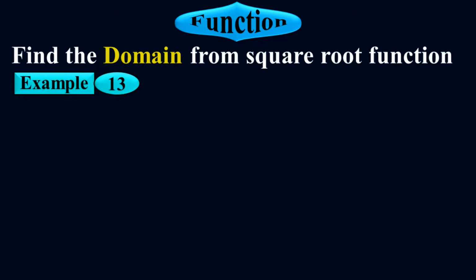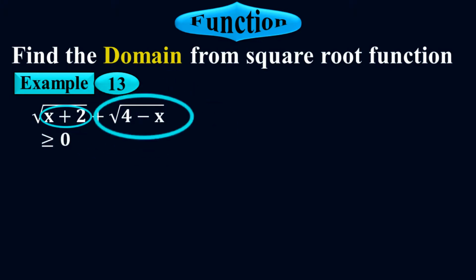Example number 13. Square root of x plus 2 plus square root of 4 minus x. According to the rule, I should not have any negative number inside the square root. x plus 2 must be greater than or equal to 0, but should not be less than 0. Similarly, 4 minus x can be 0 or greater than 0, but cannot be less than 0, because I don't need any negative number inside the square root. So I'm going to go with these two conditions.